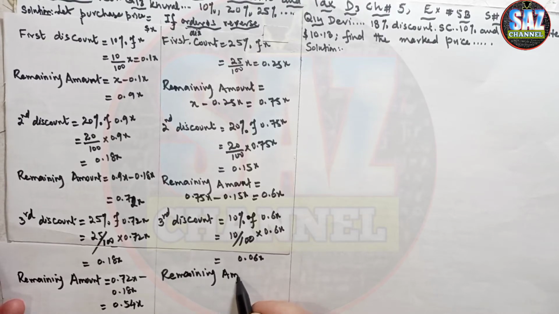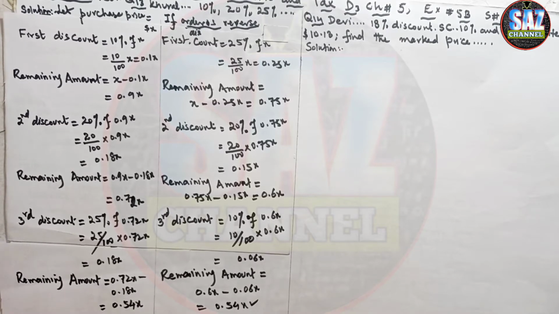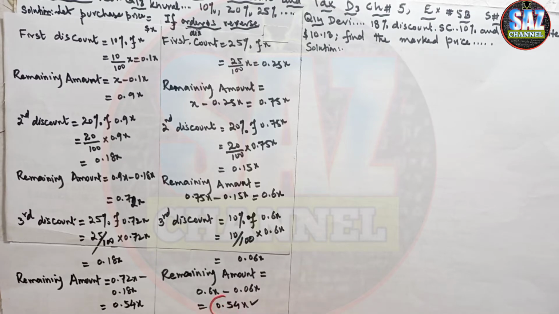The remaining amount in this way will be 0.6x minus 0.06x, and this will give me 0.54x. So at this stage we can see that in any order he's availing the discounts, he will have the same value that he has to pay.